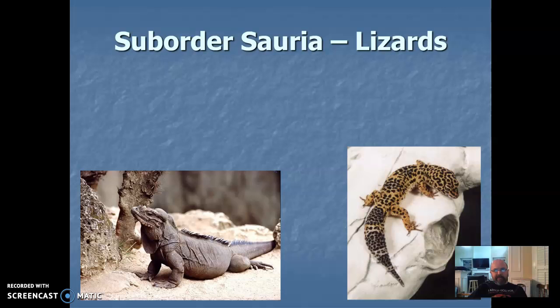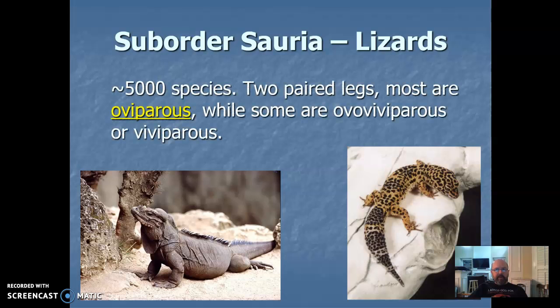While not lizards, they look lizard-like, and so we use that S-A-U-R to reference that. The lizards, about 5,000 species of them. They're known for two paired legs. Most of them are oviparous, meaning they are egg layers. There are some that are ovoviviparous, which means they have eggs, but they keep them inside of the mother till they hatch. Some are viviparous and give birth to live young, but most of them are egg layers.